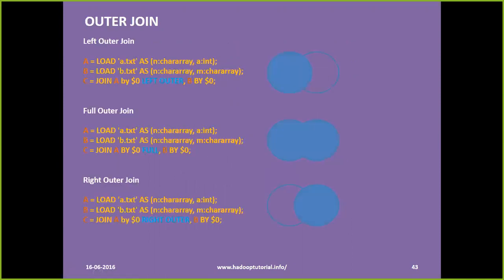And if you want to specify the outer joins, syntax is pretty similar. Join A by the column that you want to join. And if you want to have left outer, specify left outer. Then all the records from your A will be included, whether they are having any matching records in B or not. Same like your SQL joins. And full join means it's complete. Either you can specify full or full outer. And similarly for right outer, this is the right outer join syntax.